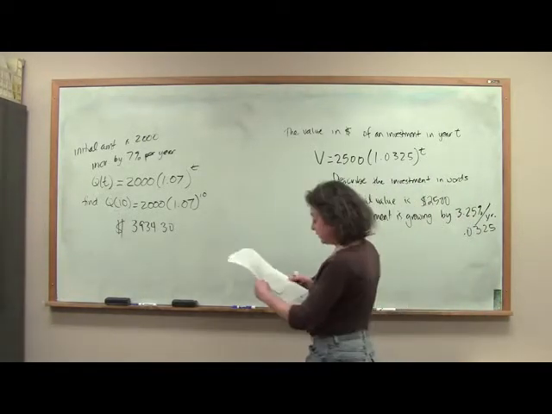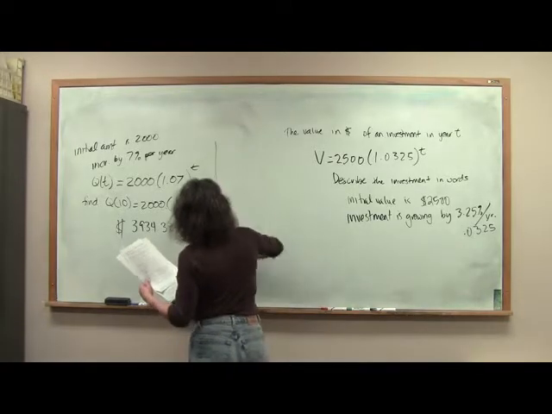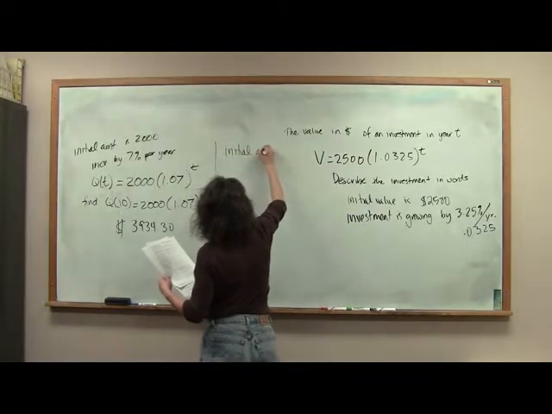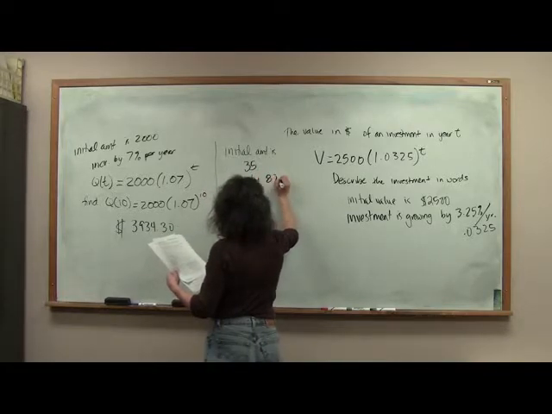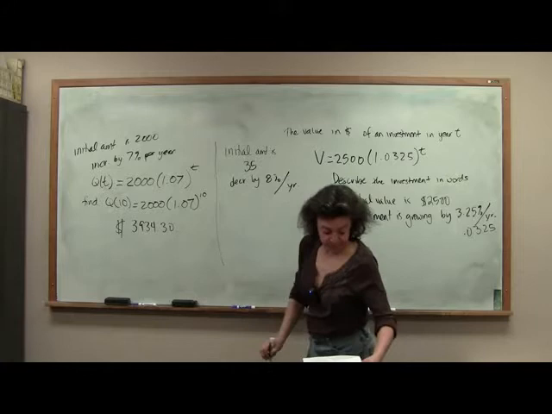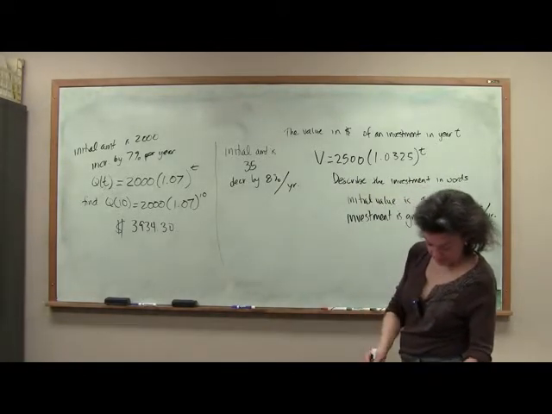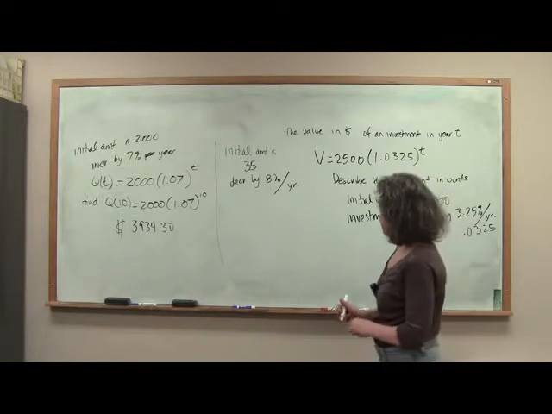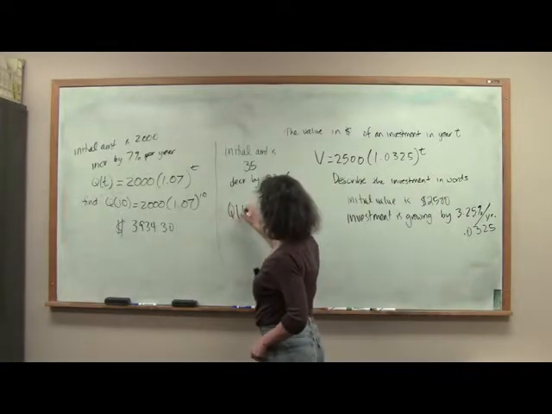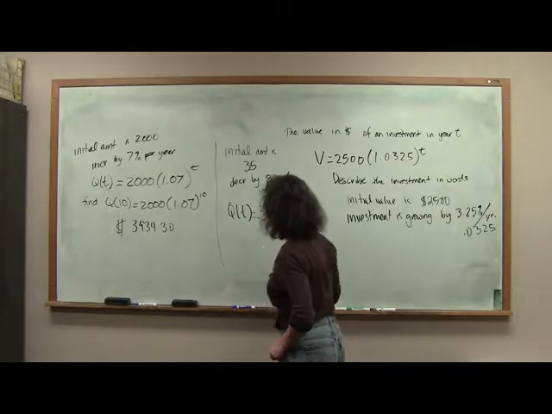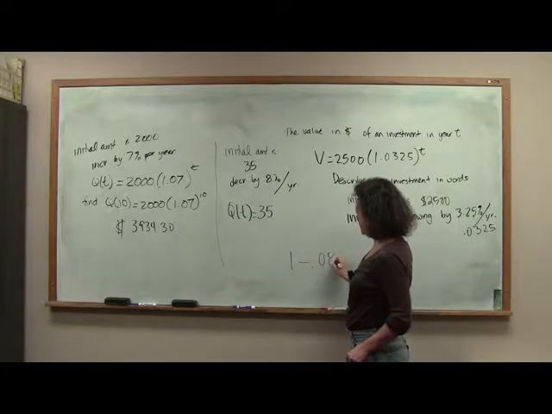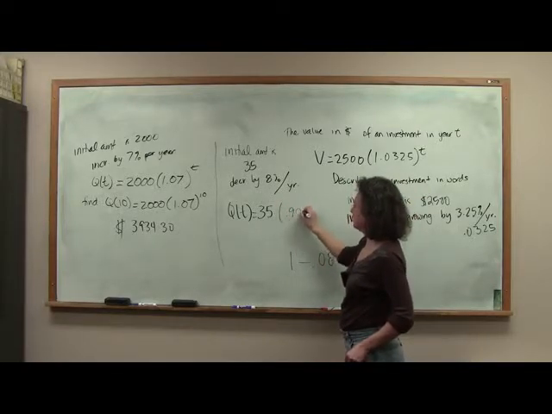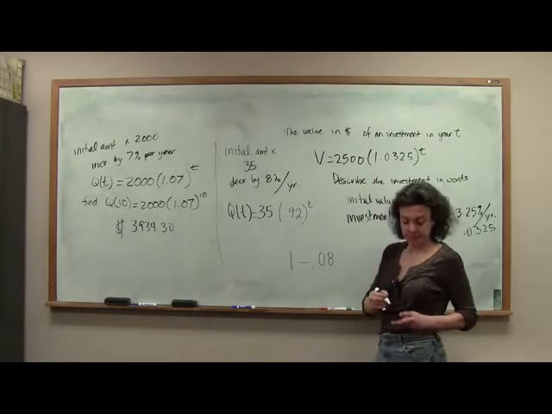Now, let's take one more similar to this, but now let's say that our initial amount is, say, 35, and let's have it be decreasing by 8% per year. Well, again, the first thing we do is we put our initial value. Now, since it's decreasing, don't we take 1 minus 0.08? In other words, we get 0.92 to the t.